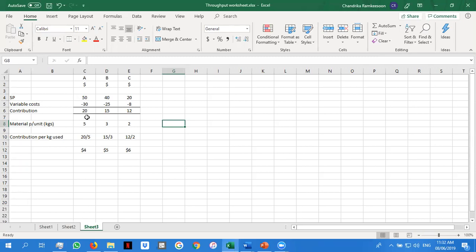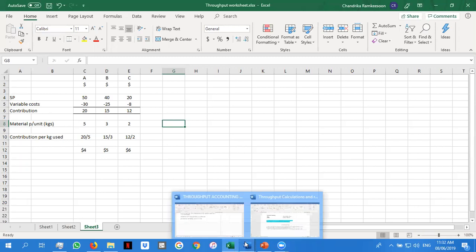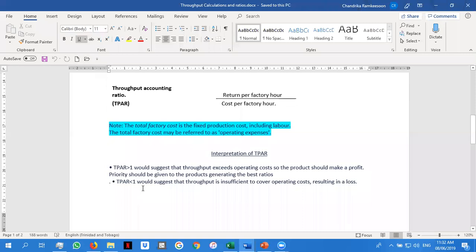I mean, there might be other reasons why we may still continue to produce the product. For example, the product might be complementary and so forth. But on its own, 50 take away 60, negative 10, everything here is cash flow. We are earning $50 for every unit sold. We are incurring $60 in cost for every unit produced of A, and therefore negative, which would normally imply we shouldn't produce the unit. Now, if TPAR is less than 1, it would suggest throughput is insufficient to cover operating costs, resulting in a loss. And that's what we are saying. It's similar to what we looked at with contribution, except here, throughput contribution, as I keep saying, is sales less material cost only.